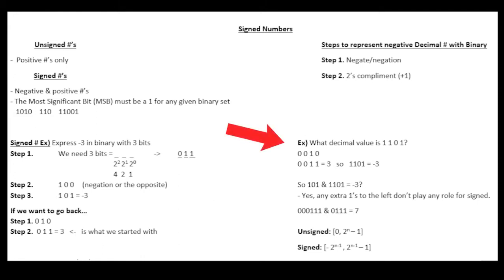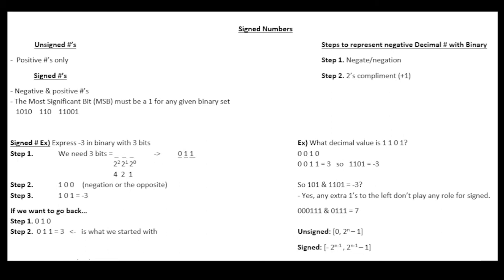In the next example, we have: what decimal value is 1101? Well, first you negate the numbers and you have 0, 0, 1, 0, and then you do 2's complement and now you have 0, 0, 1, 1, which equals 3, meaning that 1101 gives us -3. So we have 101 from the first example and 1101 from the second example. They both give us -3, and the answer is yes. The extra ones you add to the left don't play any role.